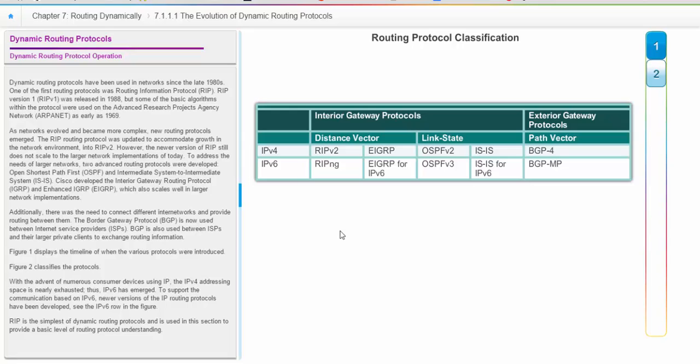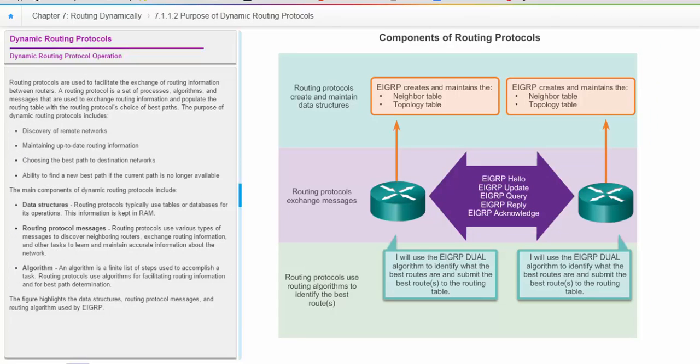With IPv6, our distance vectors are RIP-NG and EIGRP for IPv6. The link states are OSPF version 3, and then we have IS-IS for IPv6. And finally, for our exterior gateway protocols, we have BGP-MP. Now, basically, what our routing protocols are used for is the exchange of routing information between our routers. In the past, we have keyed in static routing information where we've actually had to manually key in the routing tables and build them that way.